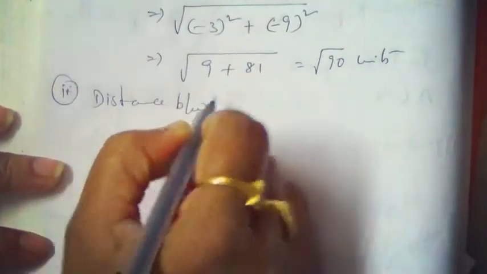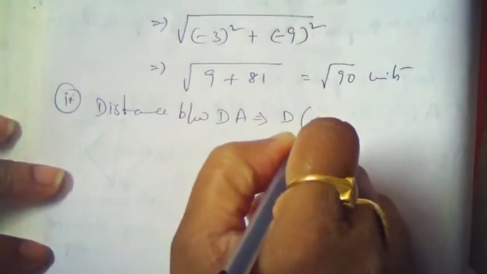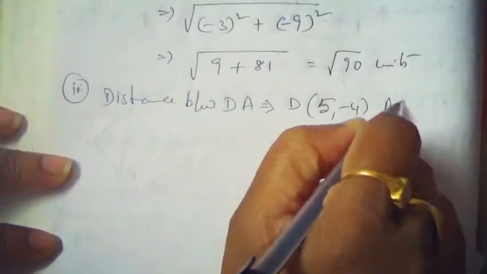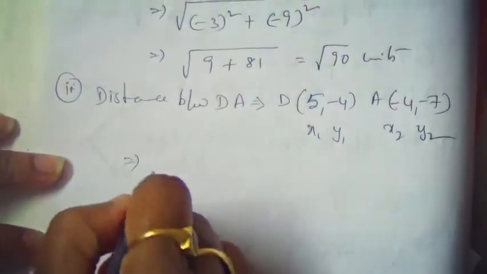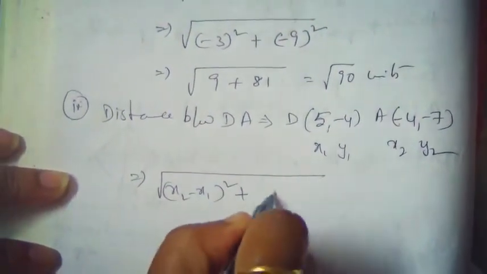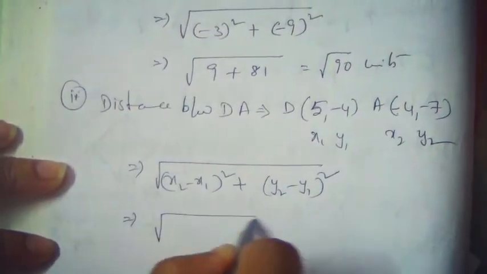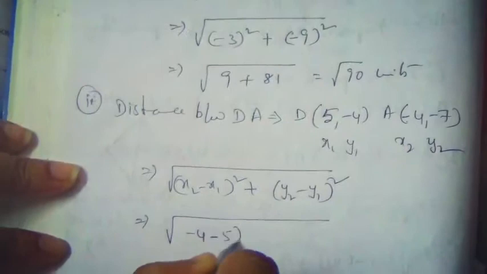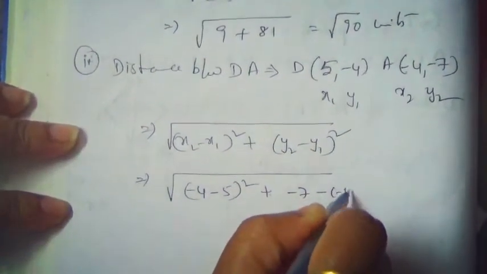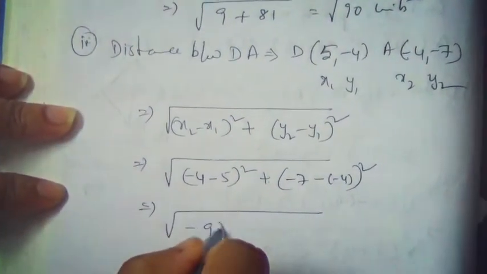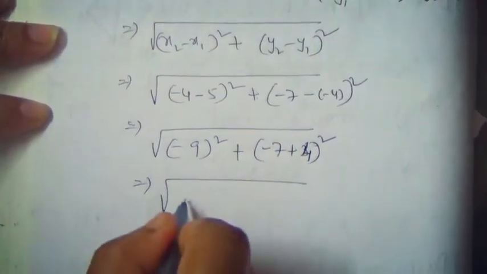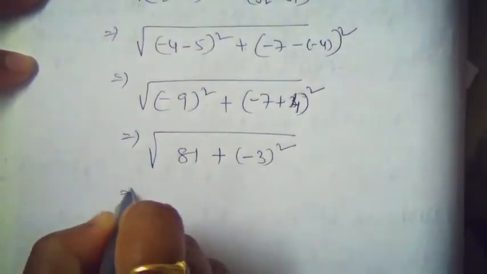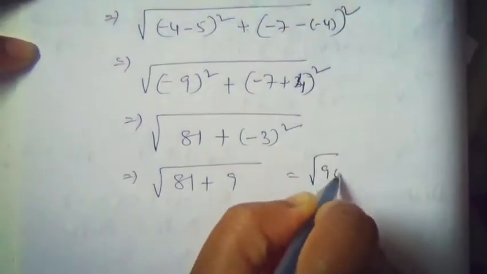It is the third one. Now the fourth one, distance between D, A. What is the D value? 5, minus 4. What is the A value? Minus 4, minus 7. Let us take these values as x1, y1, x2, y2. What is the distance formula? Square root of (x2 minus x1) whole square plus (y2 minus y1) whole square. That implies square root of (minus 4 minus 5) whole square plus (minus 7 minus of minus 4) whole square. That implies square root of (minus 9) whole square plus (minus 7 plus 4) whole square. That implies square root of 81 plus (minus 3) whole square. That implies square root of 81 plus 9, that is equal to square root of 90 units.